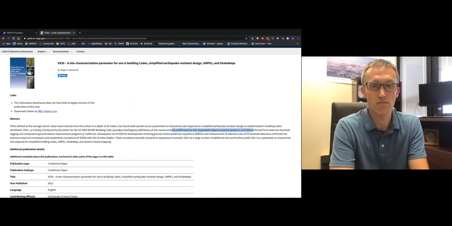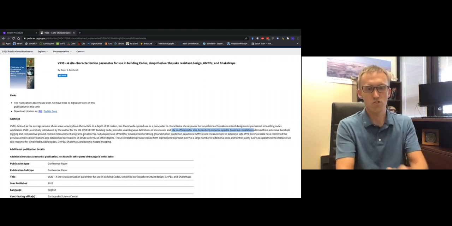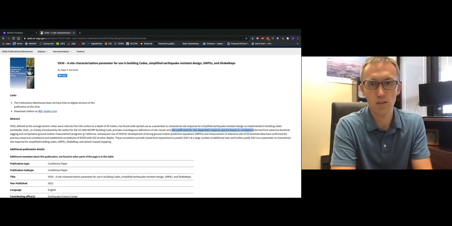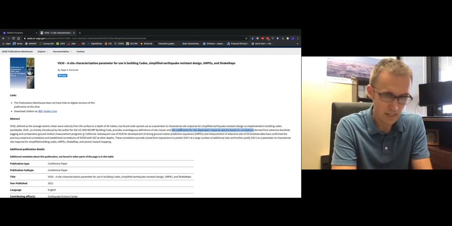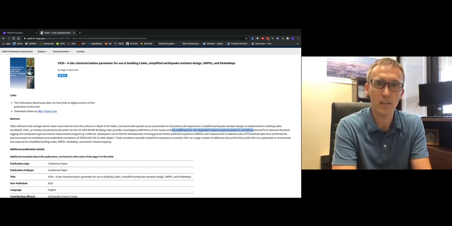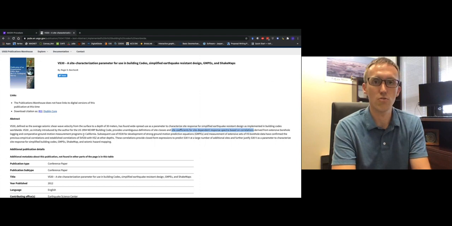So VS30 is a very important parameter, and again, it's just simply related to the shear strength of the soil and or bedrock of the upper 30 most meters. So it's used a lot in geotechnical work. Anytime you want to know, can I build my whatever on this site, one of the first things you're going to do is to try to measure VS30.